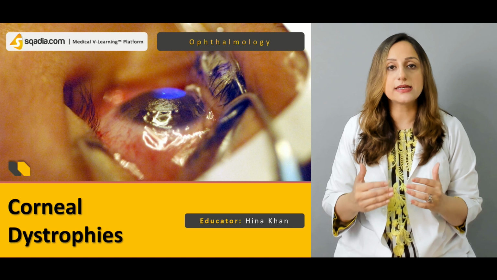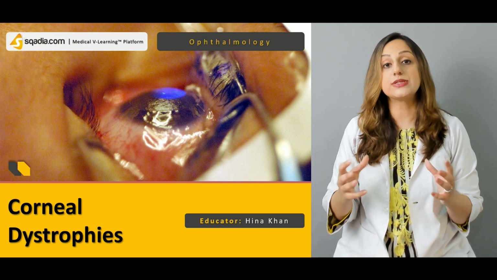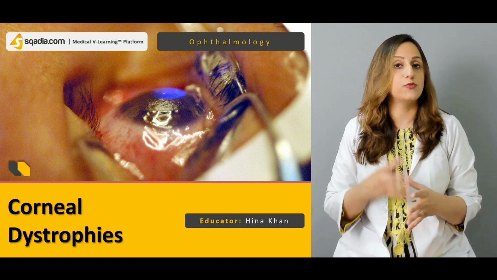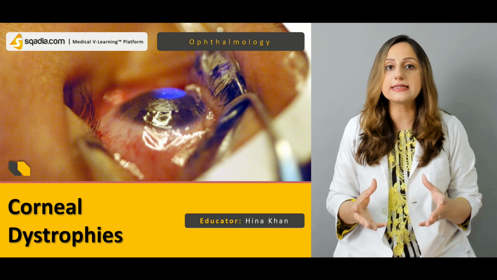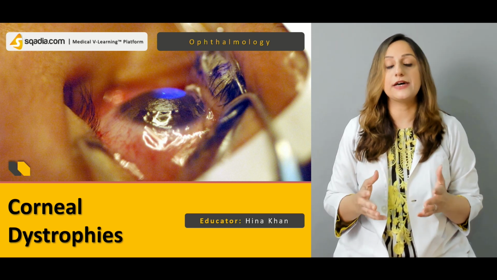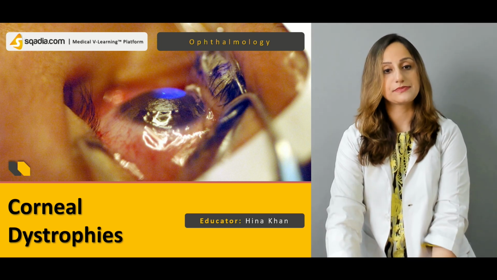So you would be basically noting down all of these features, and after that you're going to see what are the positive findings in the history, what are the positive findings in the physical examination of the patient, and that can lead to the definitive diagnosis of corneal dystrophies in these patients.